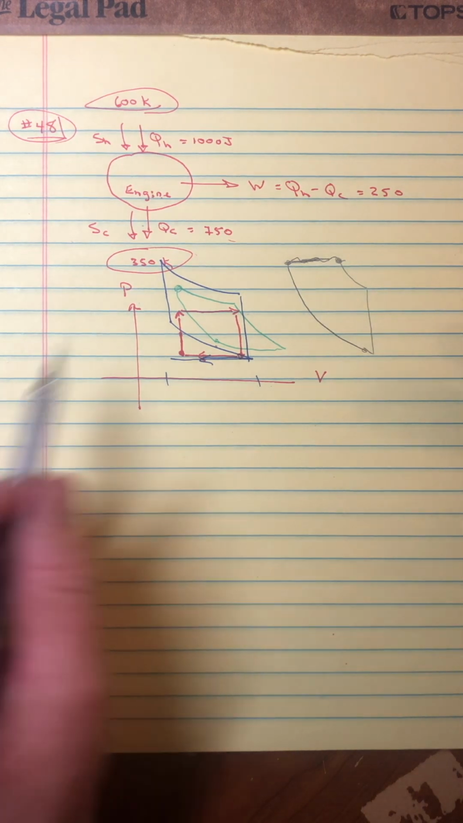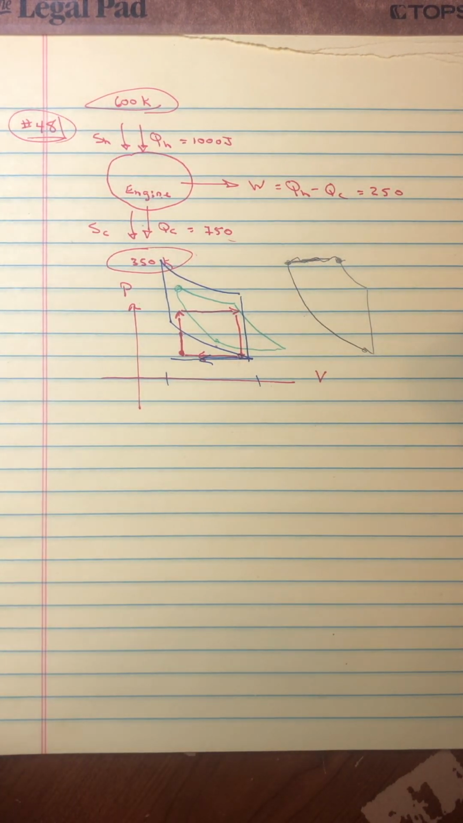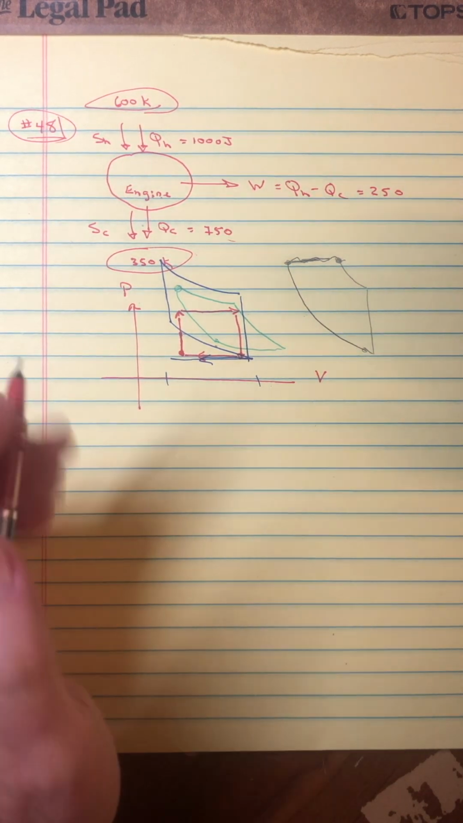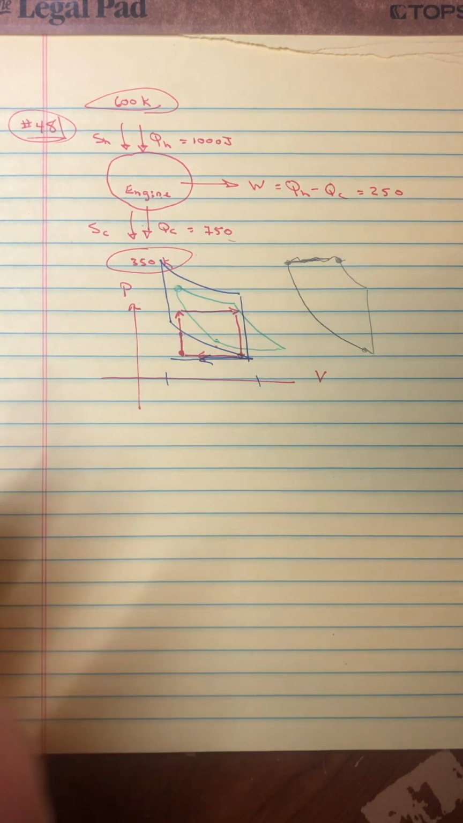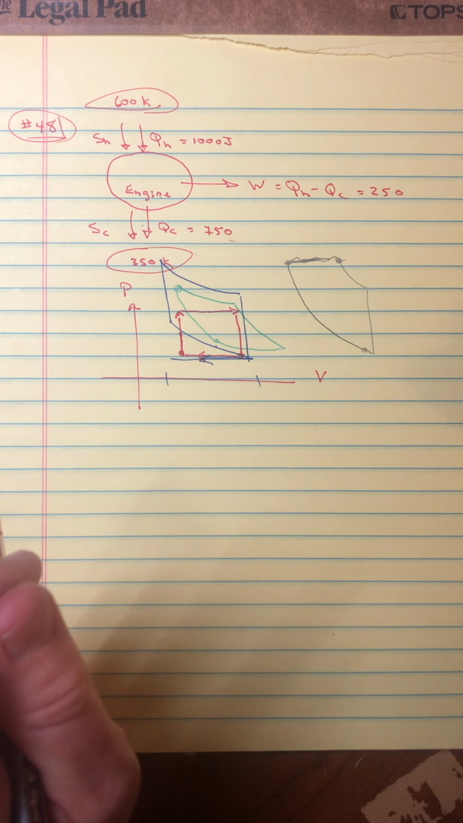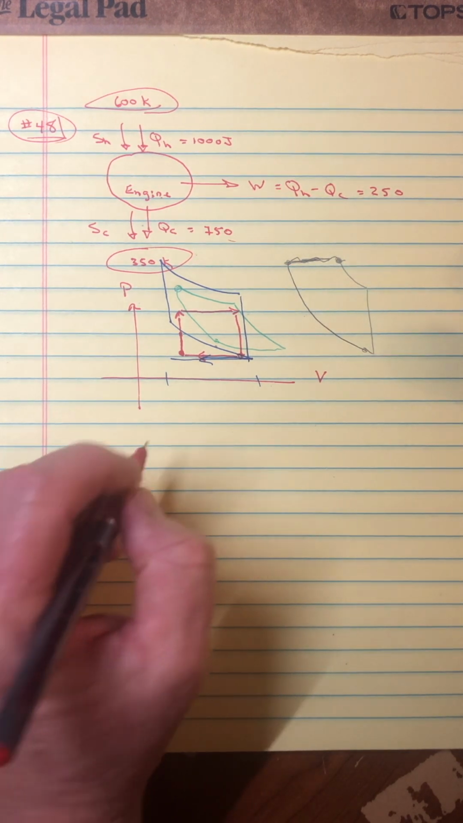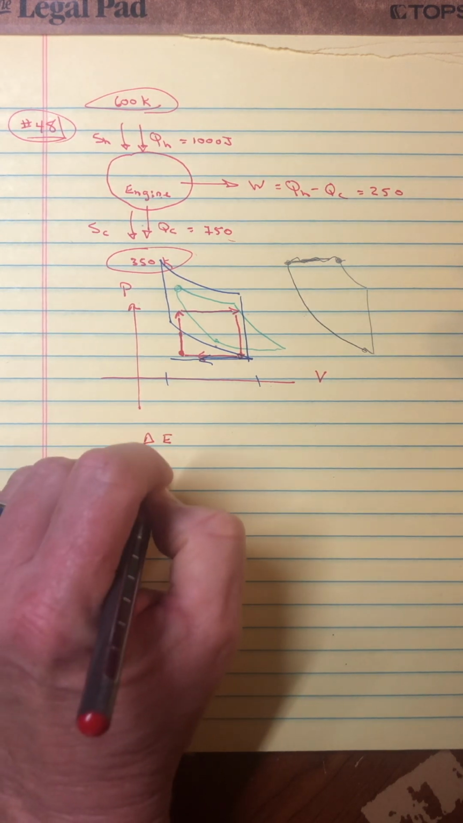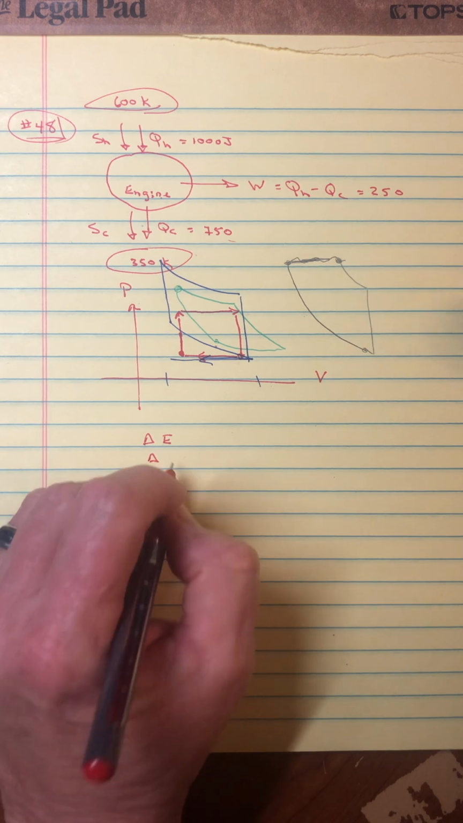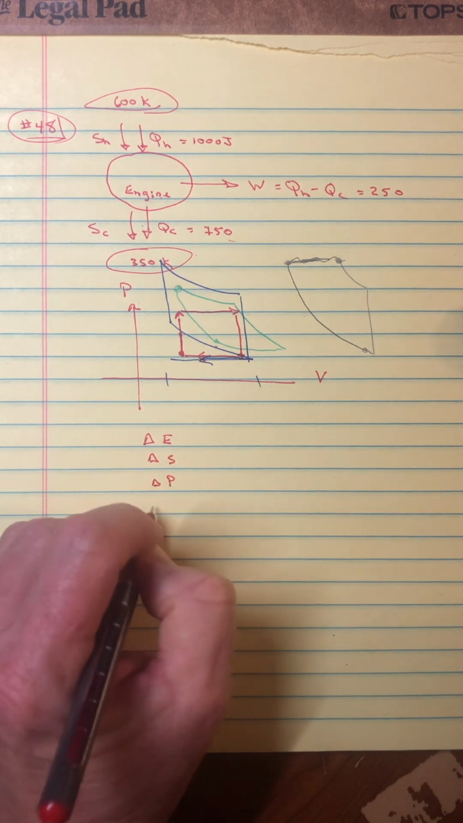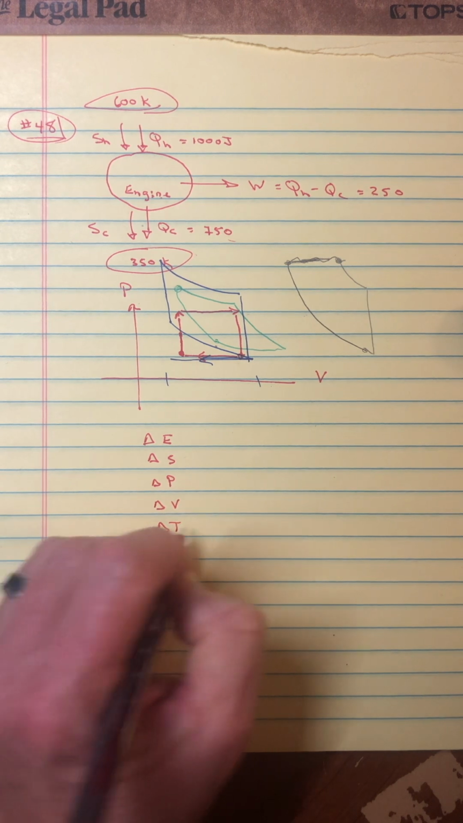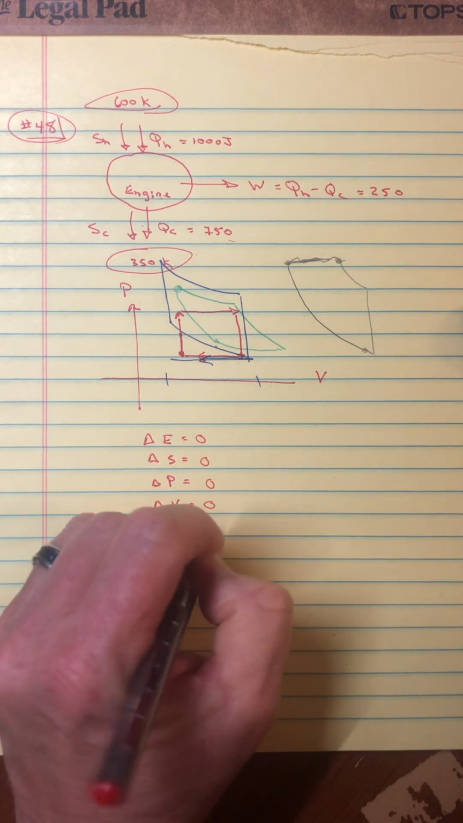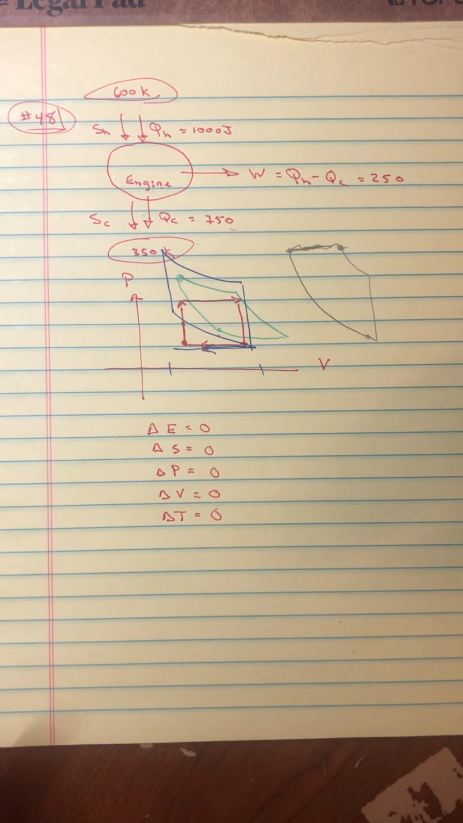I don't think we got a chance to talk about that one in class, but I think there's a homework problem on it that you saw. Anyways, my point is that I just wanted to review a couple of cycles that we talked about. But more importantly, if it is a full cycle, the change of any of your state functions, so that's the change of internal energy, the change of entropy, the change of pressure, volume, and temperature, all of these would be 0. You would end up exactly where you started.